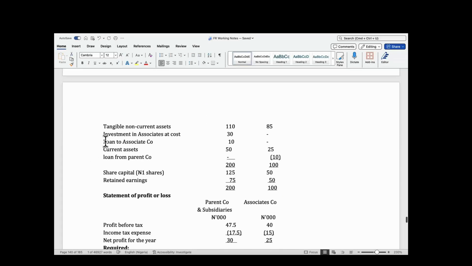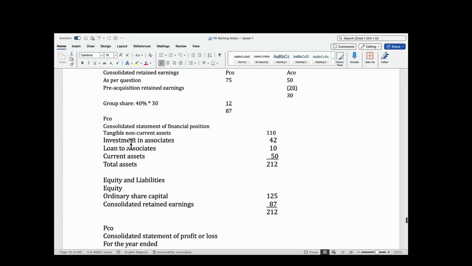Next, loan to associates, 10. In the associate account, you have loan from parents, 10. Don't cancel out this one, no. You cannot, because you are not consolidating. It's not like you are adding. So you will still consolidate my other interest in the associate. I will add this 10.